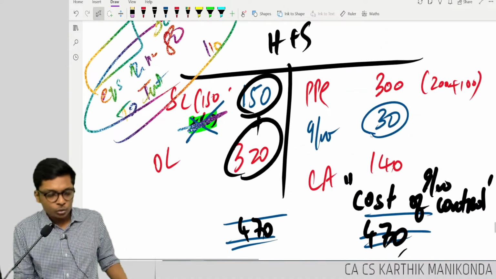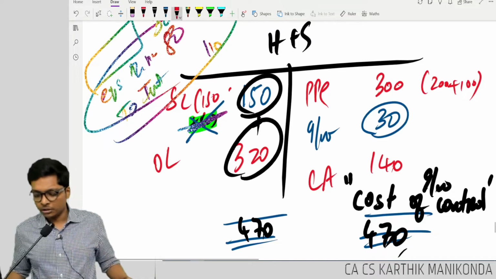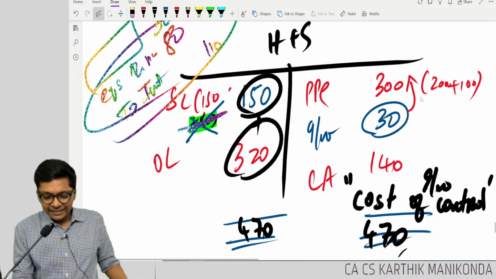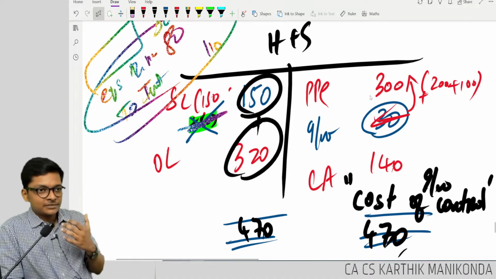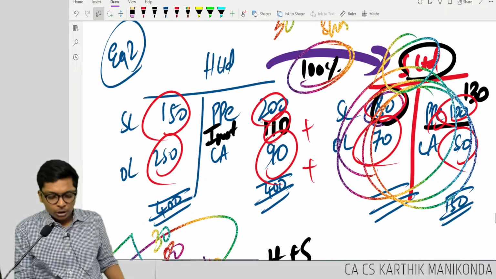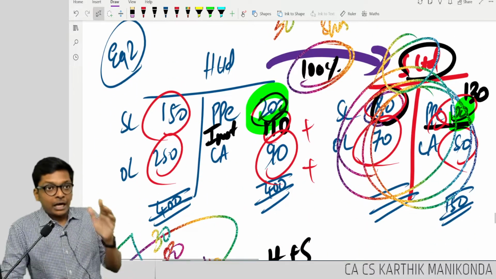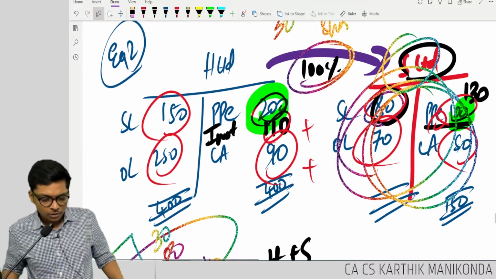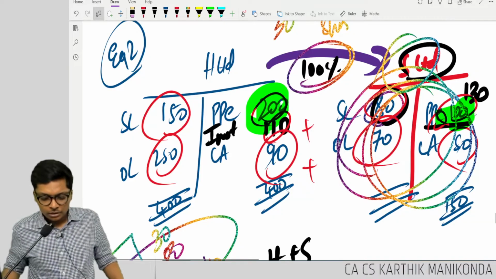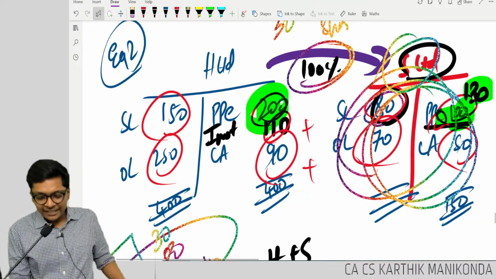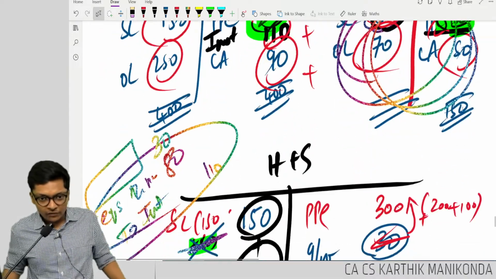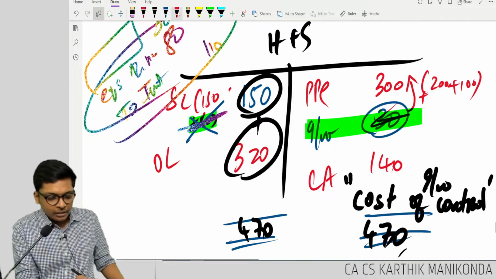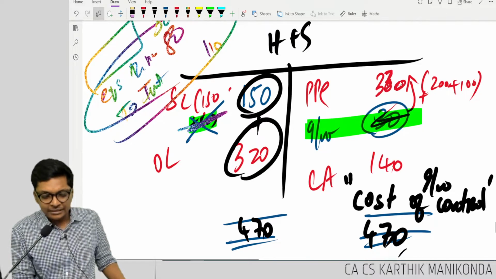Yes, doubt. Why can't I add 30 to PP? If I add 30 to PP, does it make sense? The available PP with me is 200 and 100. So are you trying to say PP includes intangible assets? His question is, sir, why can't I do revaluation of the asset and instead of writing goodwill, write PP at 330? He is saying, why can't I show a PP at 330?